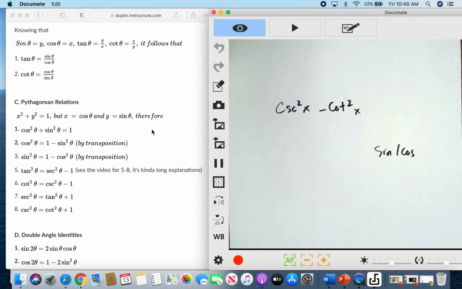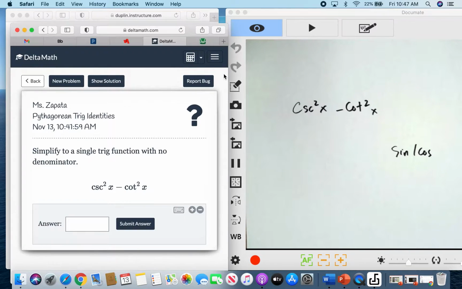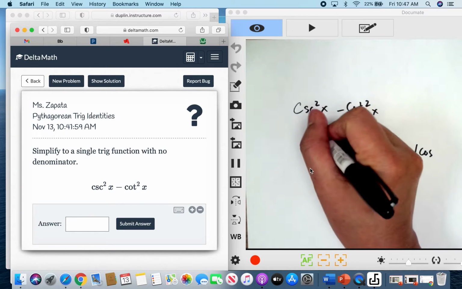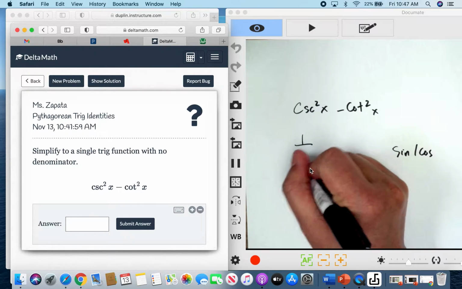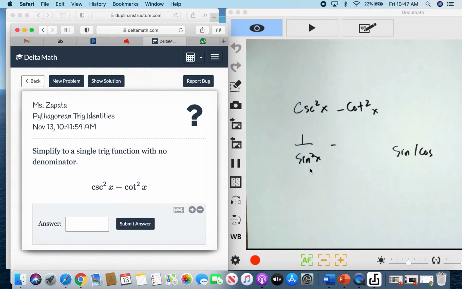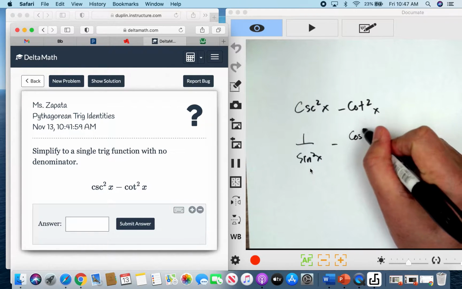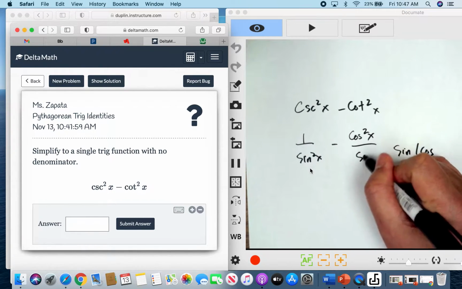Now, we know that cosecant is the reciprocal of sine. So, therefore, we can express cosecant squared as 1 over sine squared. And we know that cotangent is the reciprocal of tangent being y over x. So, therefore, cotangent is x over y. And so therefore, it will be equivalent to cosine over sine because x is cosine and y is sine. But because this is squared, we will have to do cosine squared all over sine squared.